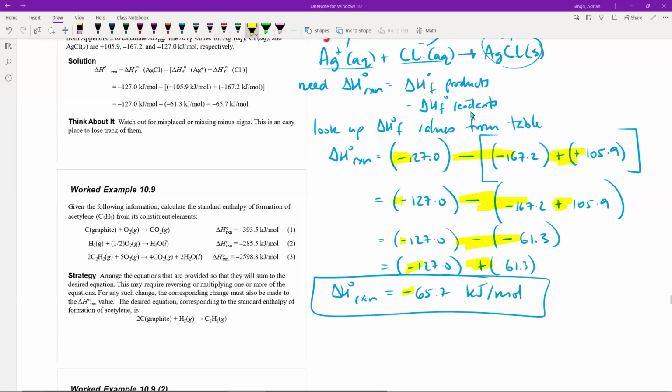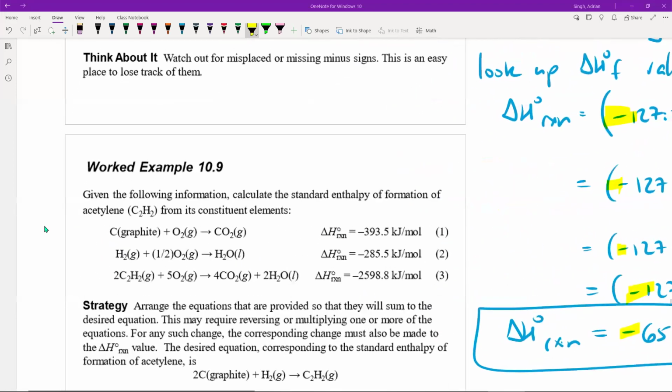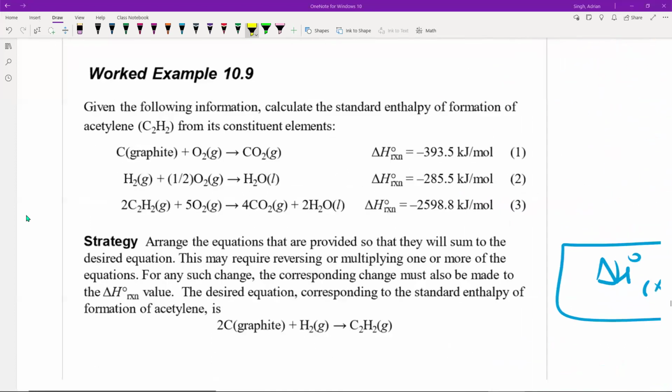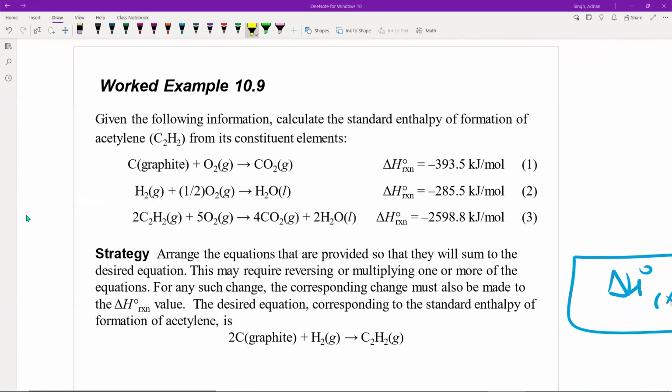Okay, let's take a look at another one. I'm not going to go through this one in a whole lot of detail. I just want to touch on maybe the first couple of things in terms of how you approach questions like these. Because this will involve using Hess's law, as we talked about before. So it says, given the following information, calculate the standard enthalpy of formation of acetylene from its constituent elements. So we're given all of these.